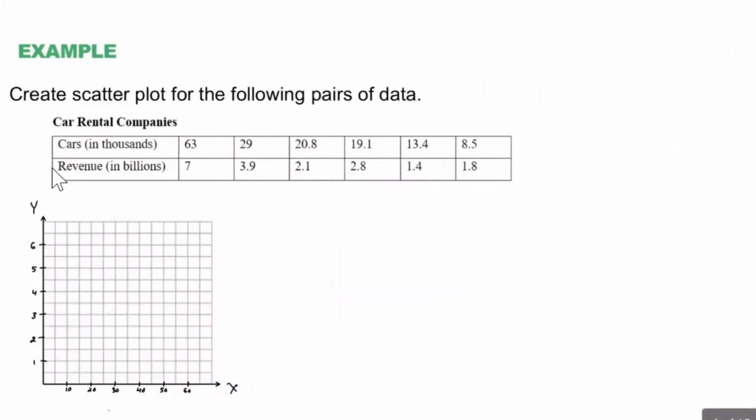Same type of problem. We are creating the scatter plot again, okay? And what information is given here is about car rental companies. So the number of cars rented in thousands, like 63,000 cars rented in a year, 29,000, 20.8 thousand, and so on, and how much revenue they make in billions of dollars, 7 billion, 3.9 billion, 2.1 billion, and so on. So that is the information given here.